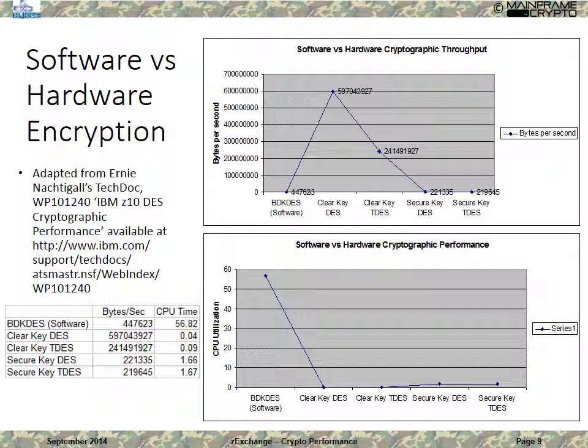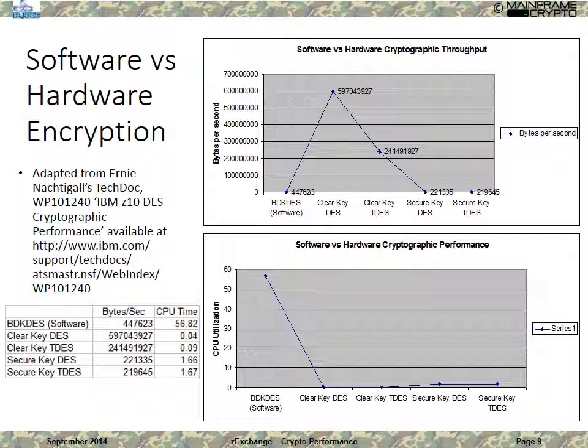So hardware is dramatically faster than software. Down at the bottom, he then encrypted the same file, but instead of using the CPAC-F, he used the PCI XCC card. Now, the bytes per second was actually slower. He didn't get as much throughput as with the software, but he still saves significant CPU because the total CPU utilization was 1.66 for single DES, 1.67 for triple DES. So a dramatic savings in his CPU cost to get the file encrypted using the secure key technology.